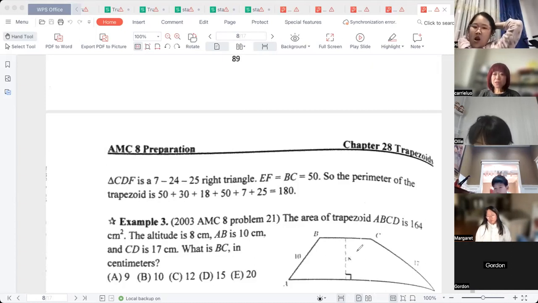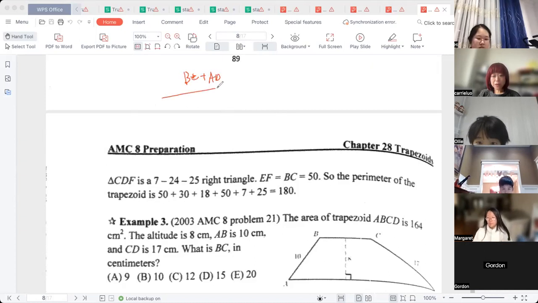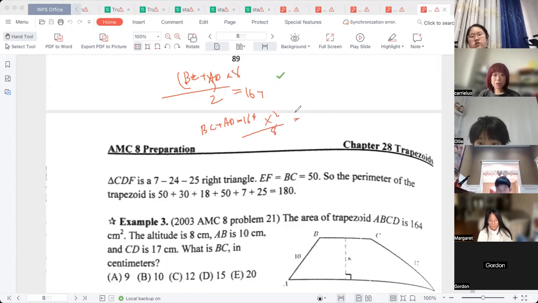So ABCD is 164. So basically 164 equals BC plus AD, times 8, divided by 2. So BC plus AD equals 164 times 2 divided by 8, which equals 41. So BC plus AD equals 41. Because AB equals 10 and CB equals 17, what is BC in the altitude?